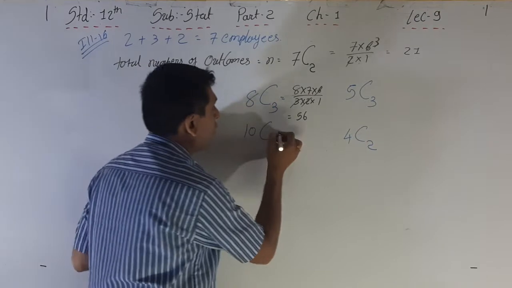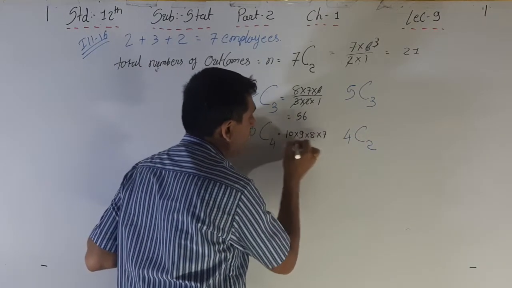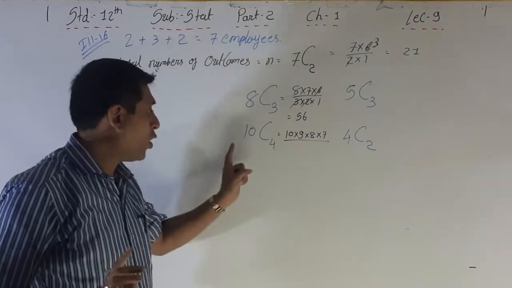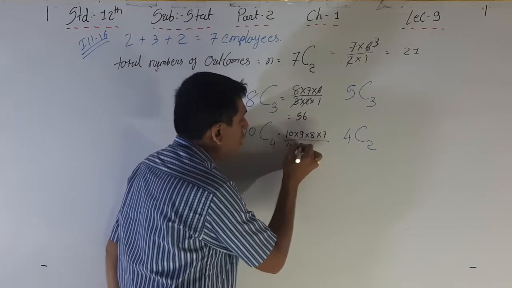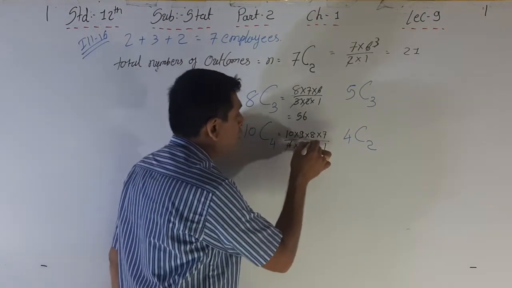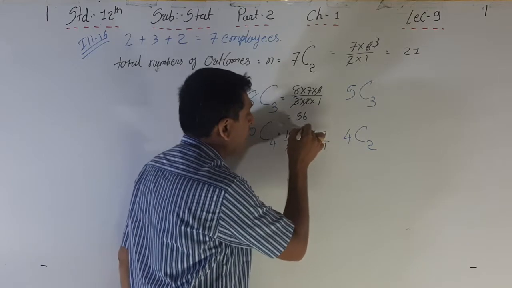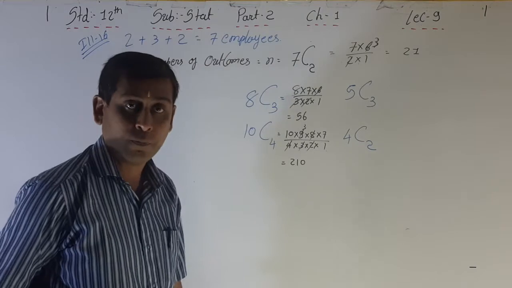Now 10C4 is equal to 10, 9, 8, 7. 4 digits, compulsory. 10C4 means 4 digits only. Right? So 4, 3, 2 and 1 in the denominator. So here 4 twos are 8 and 3 threes are 9. So 210 is the answer for 10C4.